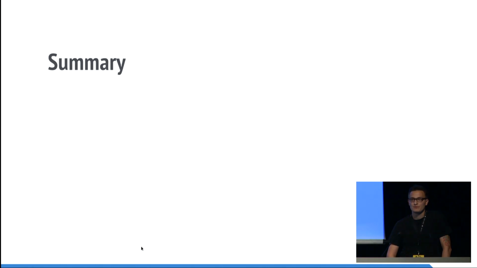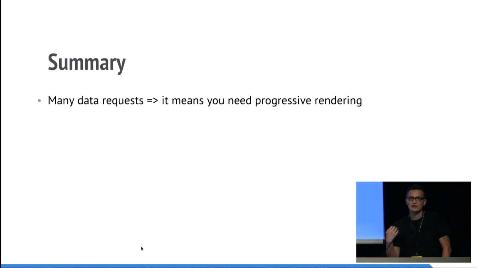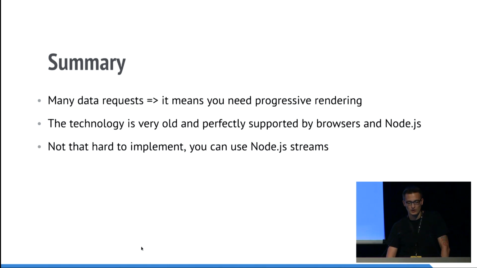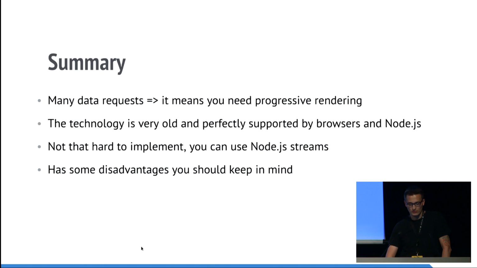Let's summarize the talk. If you have many data requests or a huge request you should split into small pieces, it means you need progressive rendering. Otherwise, it would not be that good a user experience. The technology is basically very old and perfectly supported by browsers since Netscape 1.0. Therefore, everyone can use that. It's not that hard to implement, and you can use Node.js streams for that.